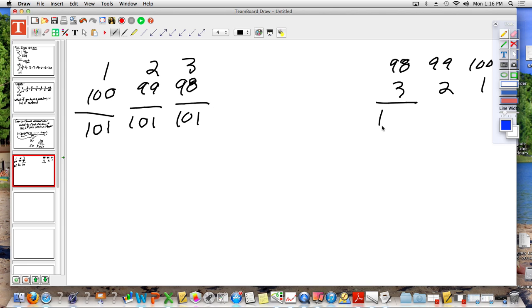Over here, same thing, we have 101. We have 101. Here we have 101. So he added together 101, 101, 101, 101, 101. How many times did he do that? 50. No, he didn't. Wait, what?